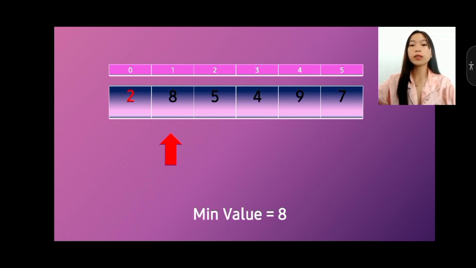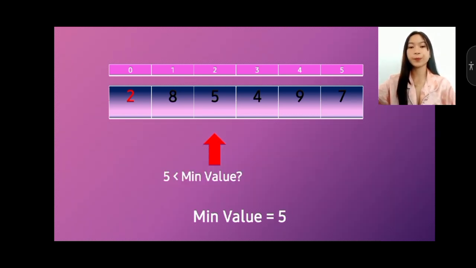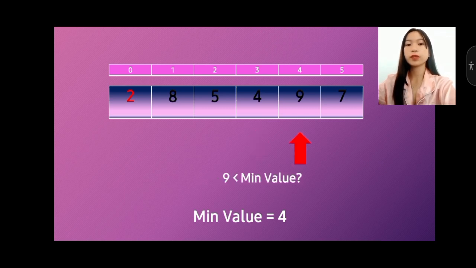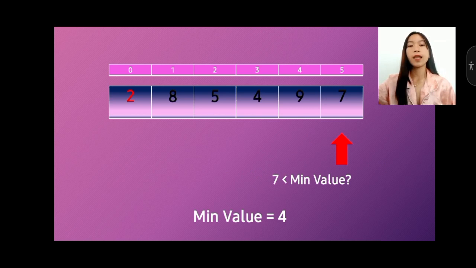Our second iteration is going to start with the 8. So we set min value equal to 8. Is 5 less than min value? Yes. We set min value to 5. Is 4 less than min value? Yes. So we set min value to the 4. Is 9 less than min value? No. Is 7 less than min value? No. Our smallest item in the remaining items in the list is 4.